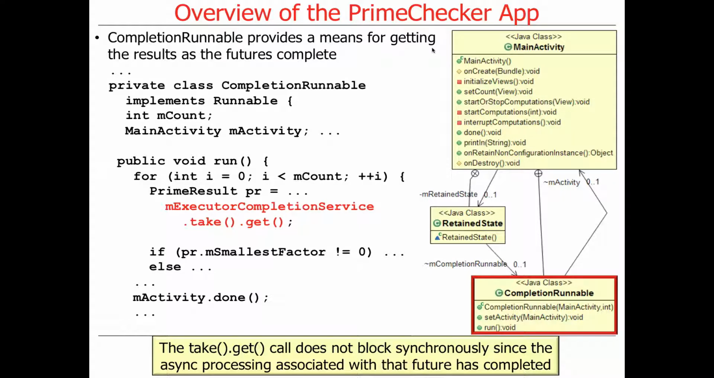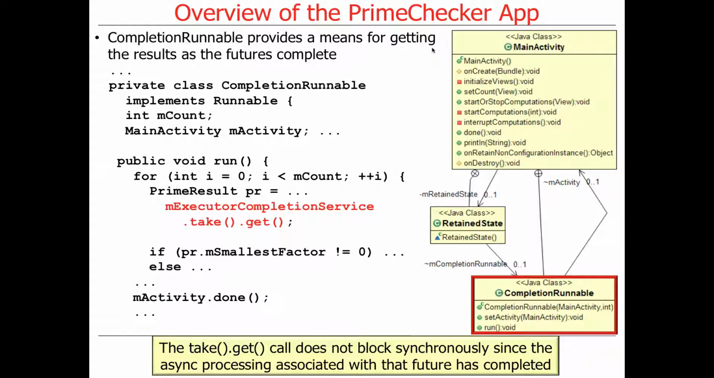Here is the logic that runs in this separate thread, this completion runnable thread. This is using the ExecutorCompletionService logic. If you recall, what we had before is a list of futures, and for each future in the list of futures, we would call future.get. As you guys correctly pointed out, that was going to block, even if other futures were finished computing. You could sit there and block.